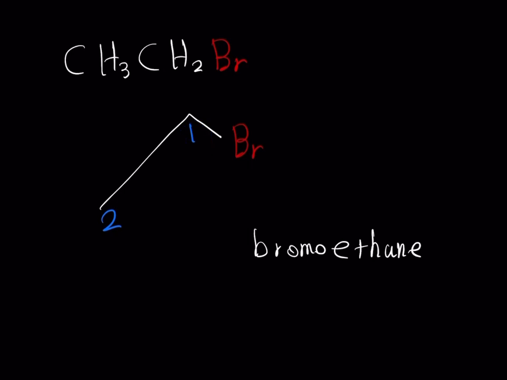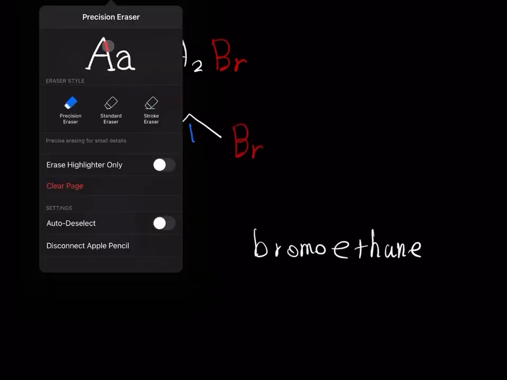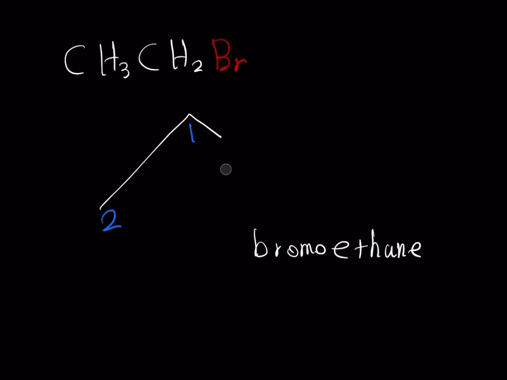if it was on the other carbon, well, sorry, if the bromine was like this, we could just count it the other way. So instead of 1, 2, you could say 2, 1. So it would still be on carbon 1. So you don't need a number behind the bromo in this case.